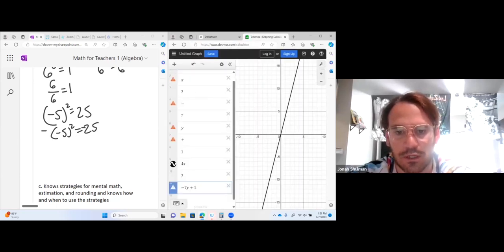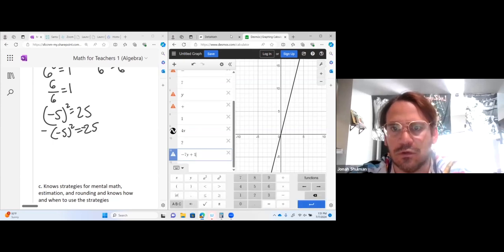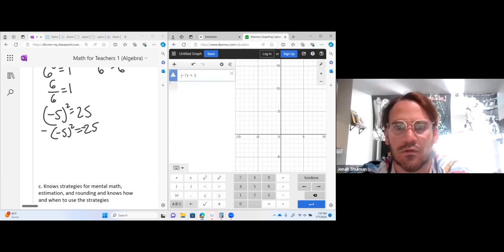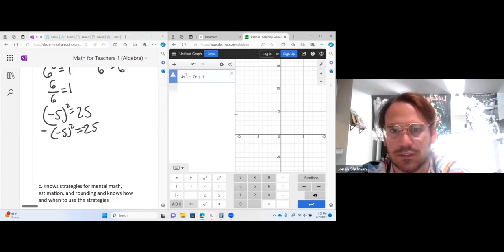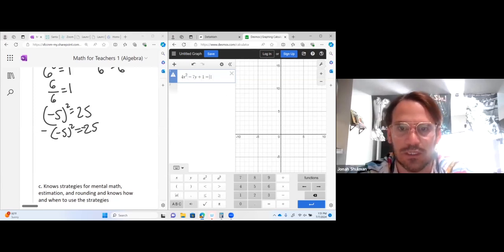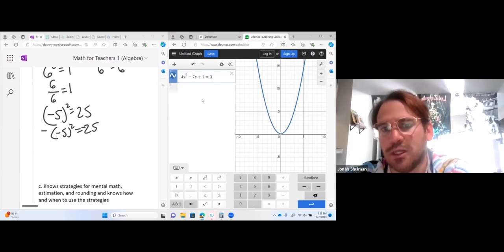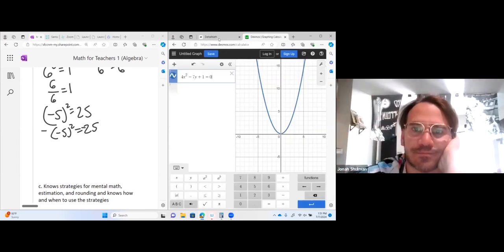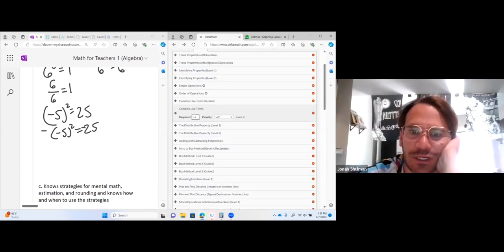Sorry, I believe it was 4x squared minus 7y plus 1. So we got a 4x squared minus 7y plus 1. We have to make it equal to something. There's the parabola. Beautiful. X squared will always give us this happy face shape. And when the exponent is even, both arms will always go up. Touchdown. All right, let's keep on trucking.